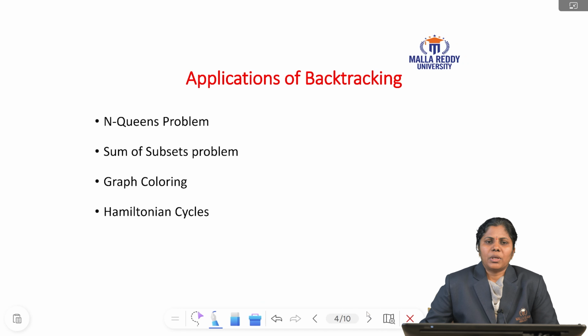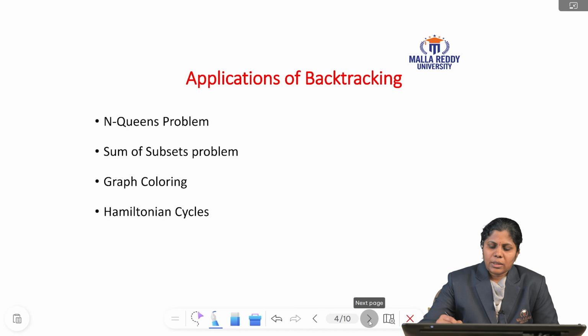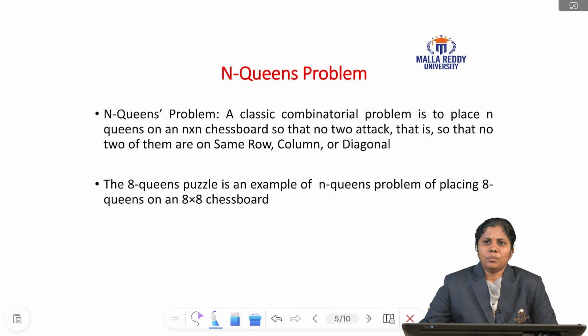There are many applications of backtracking such as the n-queens problem, sum of subsets problem, graph coloring and Hamiltonian cycles. Let us discuss the n-queens problem. The problem is to place n queens on an n by n chessboard such that no two queens are attacking. That is, they should not be placed in the same row, same column as well as the same diagonal.